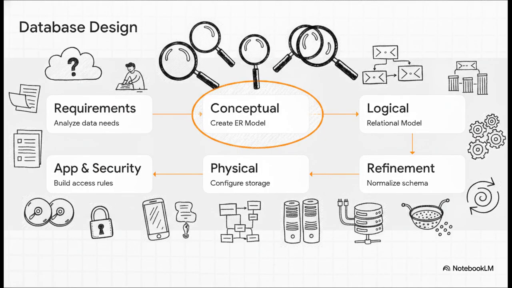Now, getting to that perfect database is a literal 6-step engineering process. It kicks off with analyzing requirements, then moves through conceptual design, logical design, schema refinement, physical design, and finally ends with building the app and its security. But for this explainer, we are zooming in heavily on Step 2, creating the conceptual blueprint.